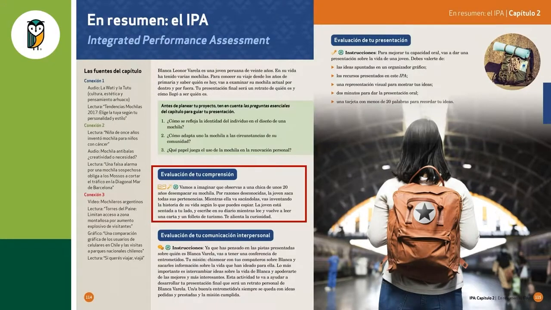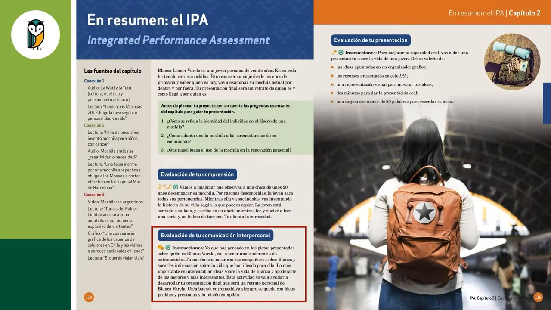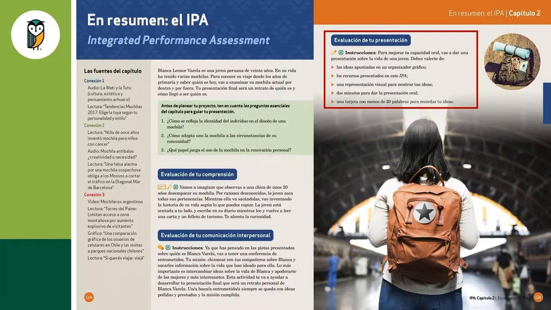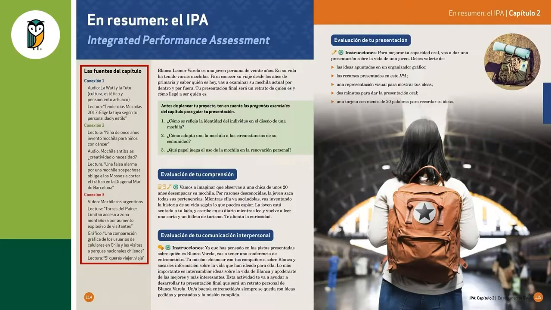The interpretive task is to observe the contents of the mochila and to take notes to start to shape the narrative of who she is. In the interpersonal task, learners have the opportunity to share ideas with their classmates. And in the presentational task, they will give an oral presentation on who the young lady is. Note that a summary of each conexión is provided to remind learners of what they have discussed throughout the unit. Resources for the IPA are provided on the learning site.